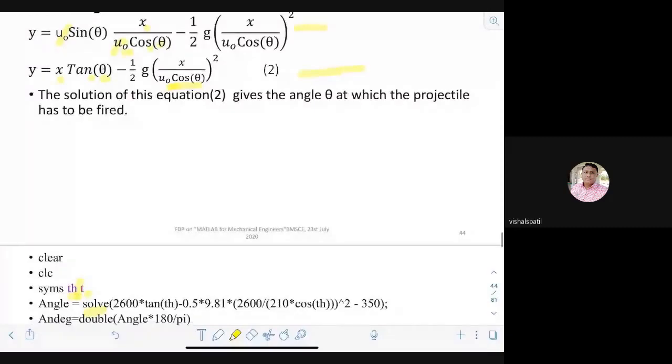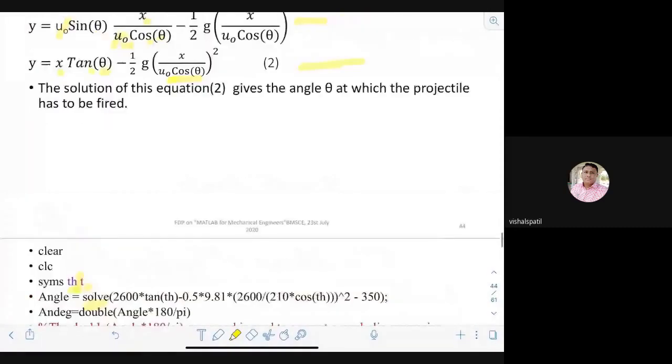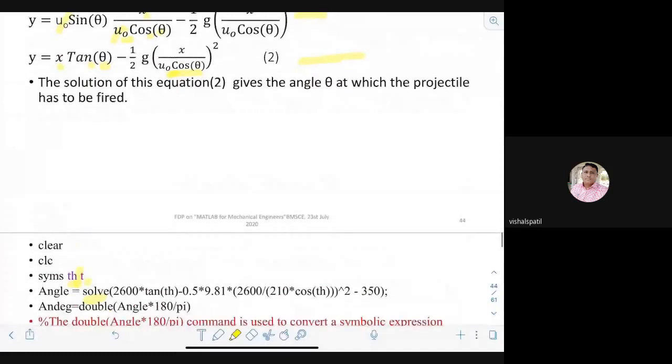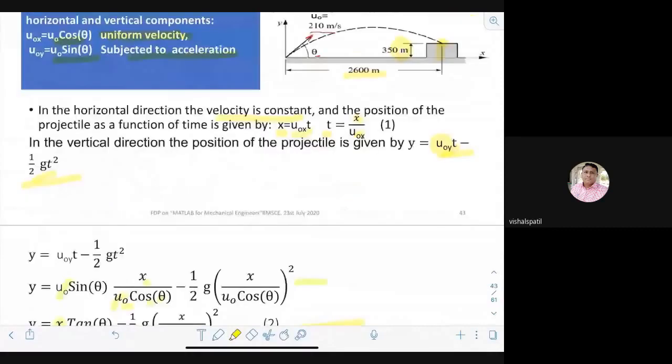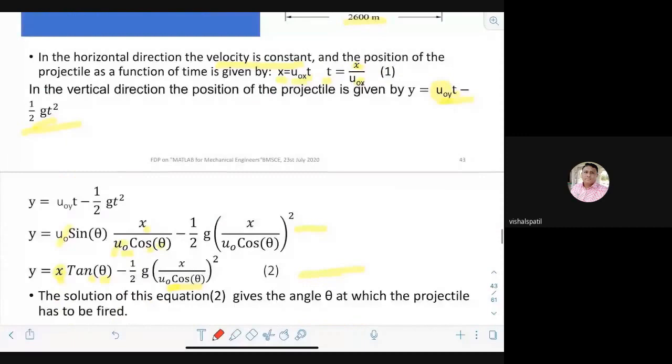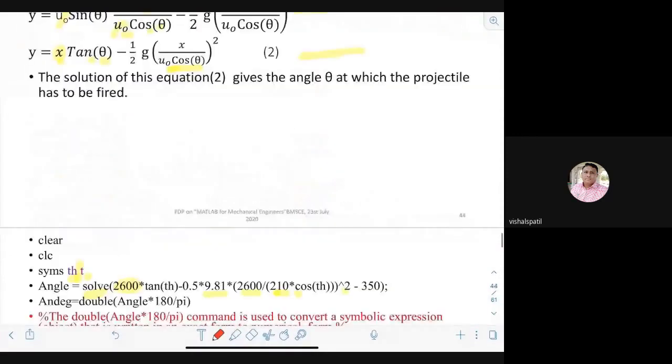Solve 2,600, because x is 2,600. You can replace it directly. X is 2,600 into tan theta minus half, which is 0.5, g is 9.81 into x, which is 2,600, divided by u0 cos theta, where u0 is 210, cos theta whole square. And remember, this should be equal to 350. Is it not? The distance traveled in y direction. So the final y value is this one. So this is 350.